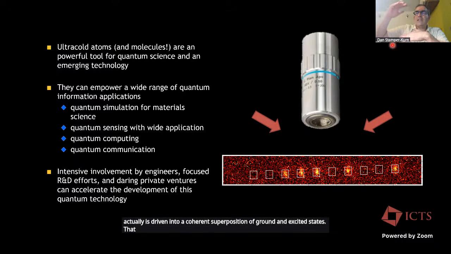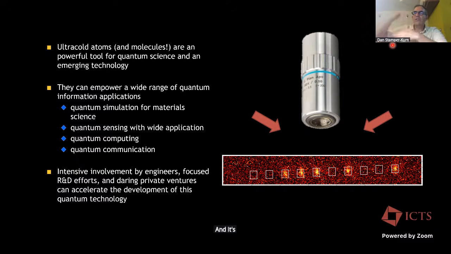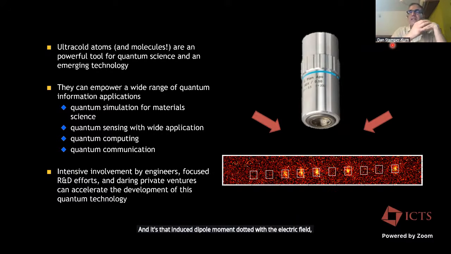That dipole moment on the atom oscillates back and forth at the frequency of the optical drive. And it's that induced dipole moment dotted with the electric field that is the energy inside of an optical lattice. It's this thing called the AC Stark shift, and it's basically the electric dipole interaction due to the induced dipole itself.